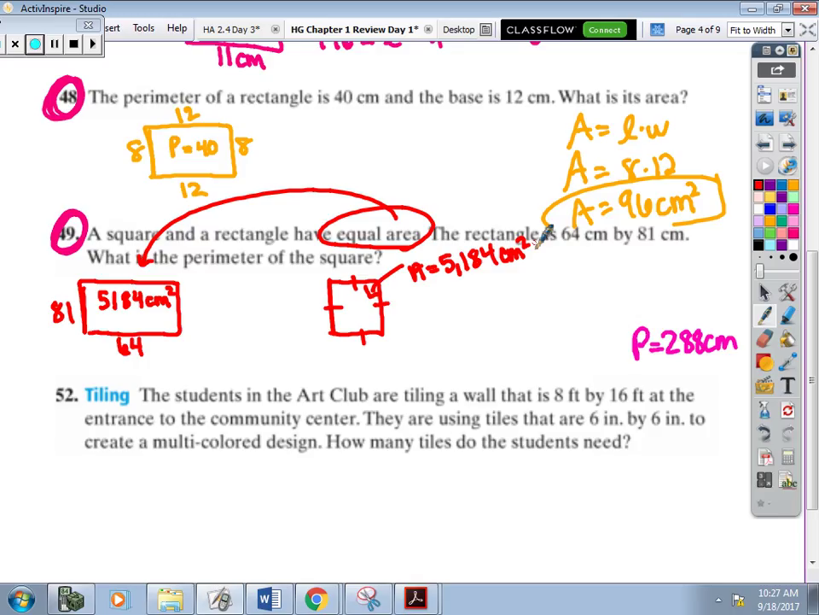And then to find out what each side length is, remember the area of a square, the formula for that is s squared, or side times side, because they're all the same number. So you would actually need to square root this. Okay, we would plug this in for the area.